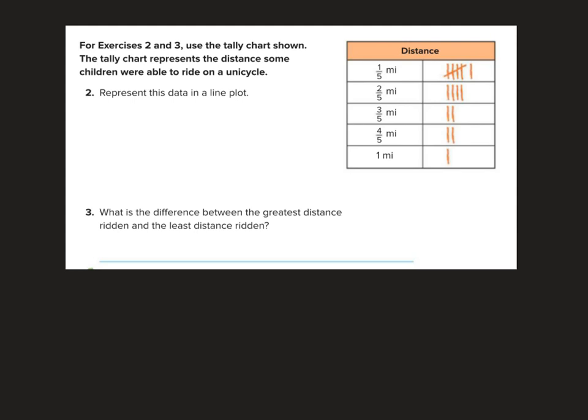For exercises 2 and 3, use a tally chart. It represents the distance some children were able to ride on a unicycle.